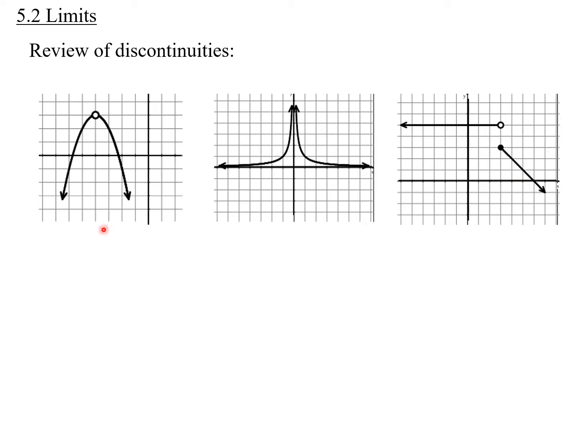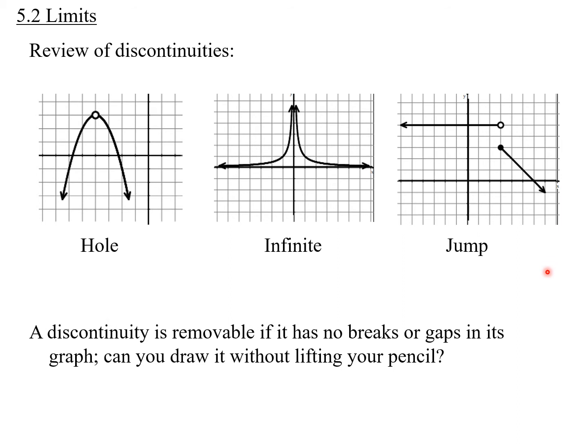Remember, this type was called a hole. This type was called an infinite discontinuity because there's an asymptote there. And then the last one over here is called a jump discontinuity. Okay. And then one other thing about discontinuities, it's removable if it has no breaks or gaps in its graph.